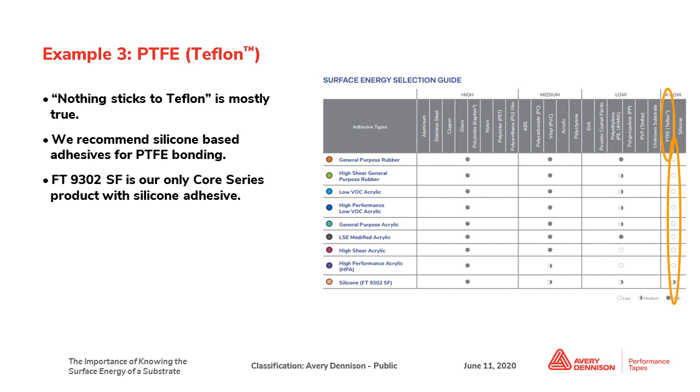If it's a film version of PTFE, you could laminate with it. If it's a more substrate-like situation where it's a rigid component part, the other side would have to be laminated. And the other side of the tape is our general purpose acrylic, which is good for binding to a lot of stuff there.